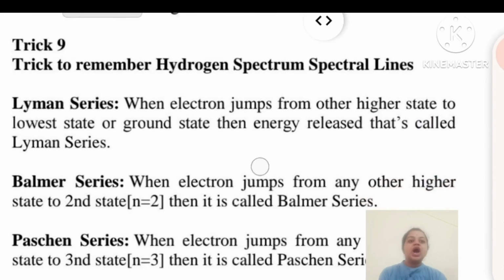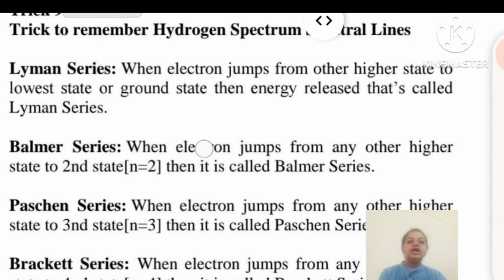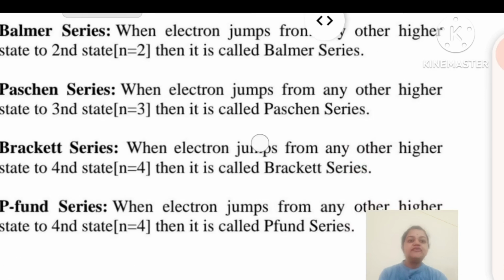Next, how to remember the hydrogen spectrum spectral lines? If an electron jumps from any higher state to the ground state or lower state, then the energy released is called Lyman series. When an electron jumps from any higher state to the second state, it is Balmer series. If it jumps to the third state, then it is Paschen. Fourth state, then it is Brackett. Then fifth state, it is Pfund series.